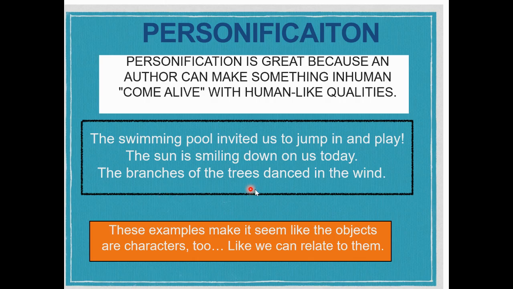The branches of the trees danced in the wind. Well, no, not literally, because they don't have arms and legs to dance with. However, by using the figurative language of personification, where we are saying dancing is being done by trees that are not human, we can see in our mind the image of these trees moving and what it would look like in the wind. And it just helps us to really immerse ourselves in the writing even more. These examples make it seem like the objects are characters almost in the story, and it makes them more relatable to us.